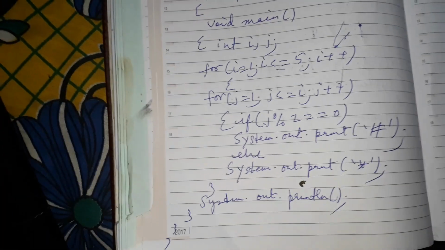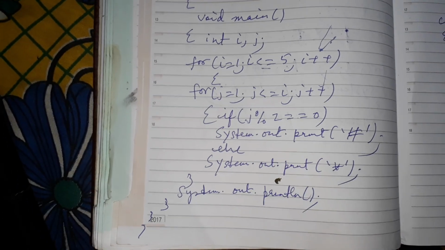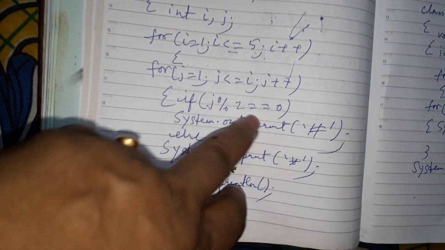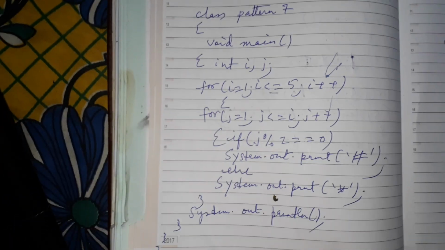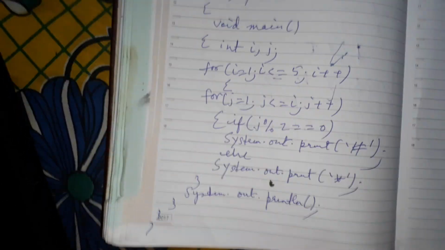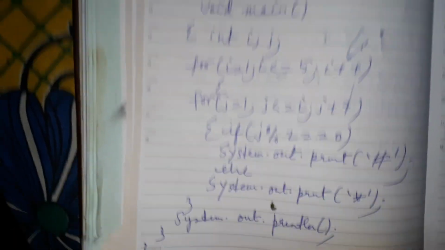So obviously the loop will be from 1 to 5. I loop will be from 1 to 5. J loop will be from 1 to less than equal to I. But if J modulus 2 equal to 0, that is if it is even, you print hash. Otherwise you print star. And then after each line, to bring the cursor down, you have system.out.println.